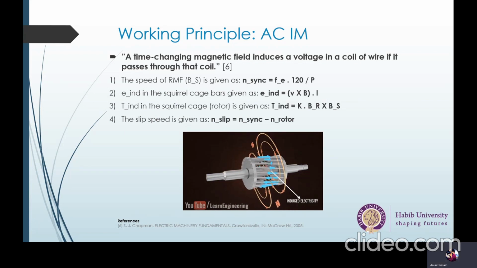This is because if the rotor starts rotating at the same speed, there would be no magnetic field lines cutting the rotor cage bars, and there would be no EMF induced in the rotor bars, and hence the rotor would stop. As a result, the rotor rotates at a slower speed as compared to the rotating magnetic field, and this difference in speed is given by the formula for speed slip, which is the difference between the synchronous speed and the rotor's speed.